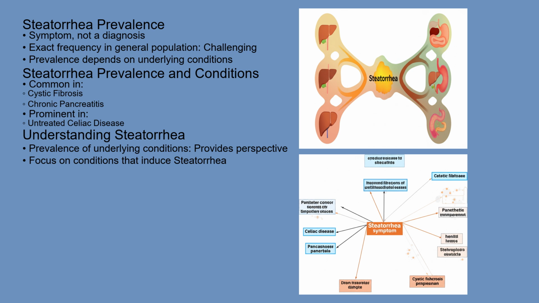Its prevalence largely depends on the underlying conditions that cause it. For example, steatorrhea is common in individuals with cystic fibrosis or chronic pancreatitis. Similarly, it's a prominent feature in untreated celiac disease. Therefore, understanding the prevalence of the underlying conditions provides a clearer perspective on the potential occurrence of steatorrhea.